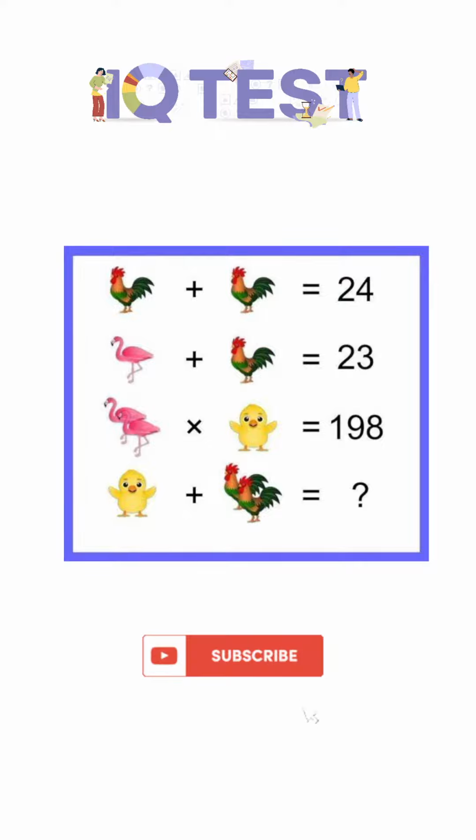So the total answer is supposed to be 33 because you have 2 hen, which is 12 plus 12 plus the chick, which is 9. So 24 plus 9, that will give you 33. So you are supposed to get 33. Yes. All right.